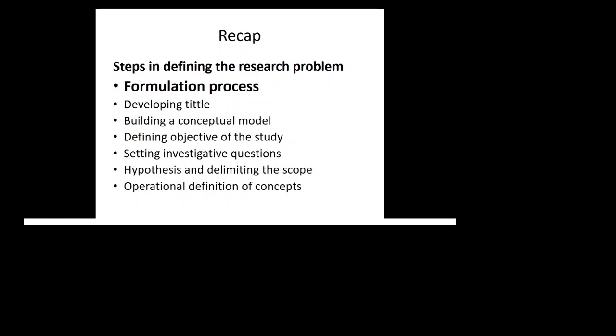Going for a recap of the previous topic, the steps in defining the research problem. So, we are going into a formulation process of the research problem. One, you develop the title. The title basically gives you the core idea of what the research is about. So, the area of study along with the key topic and the geographical area must be given.